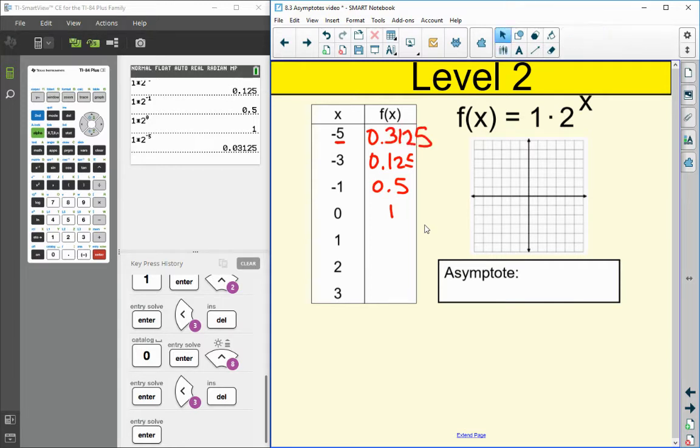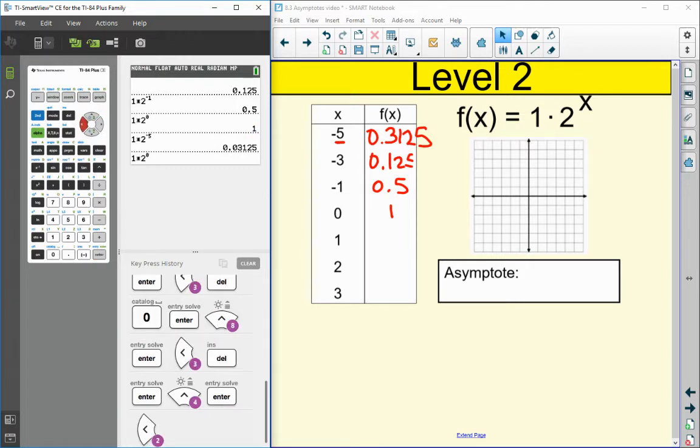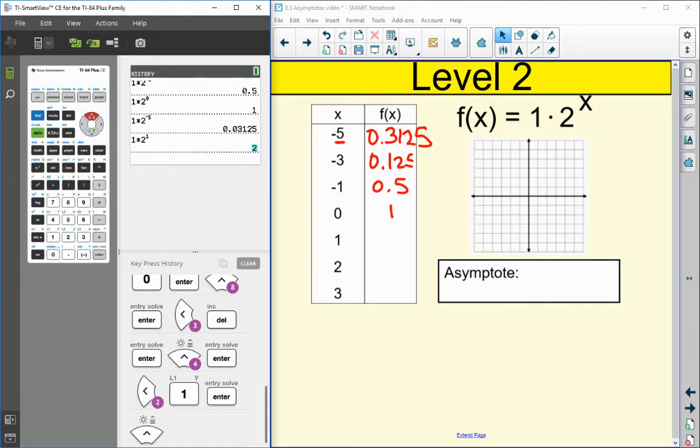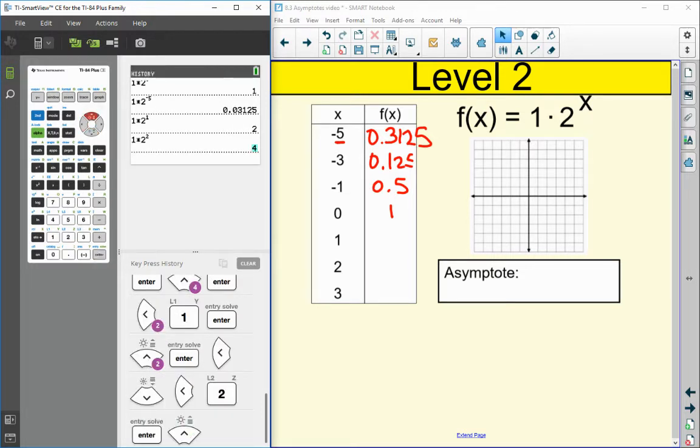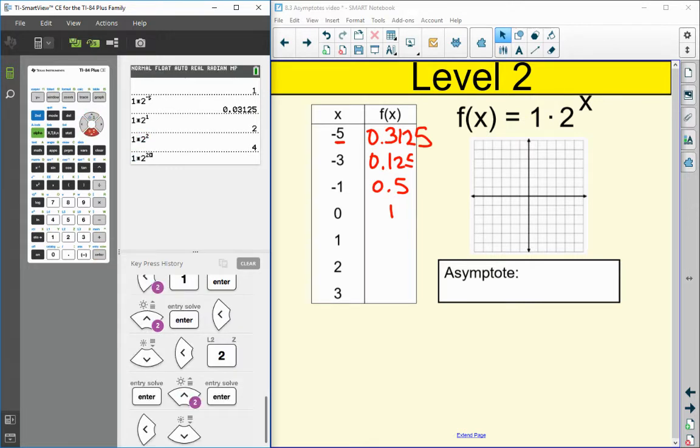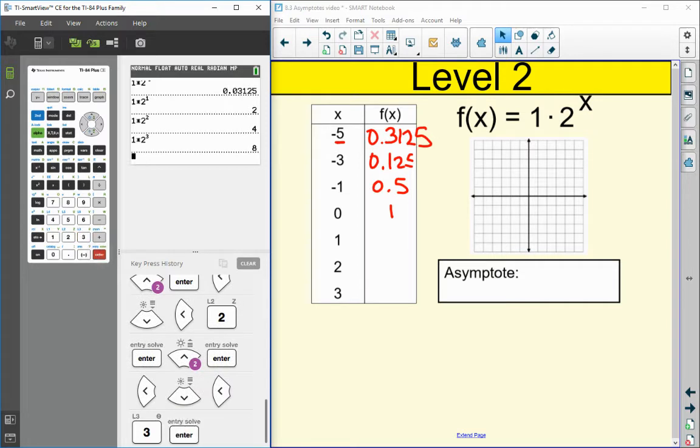Okay, so 0.3125, okay, and then I'm going to go up and get the one without the negative, because I can. And I'm going to change that 0 to a 1. And then I'm going to go ahead and get the other ones also, just because I can put them all on the screen at the same time. Okay, so there's my 2. And there's my 3. Okay, so 2, 4, 8.